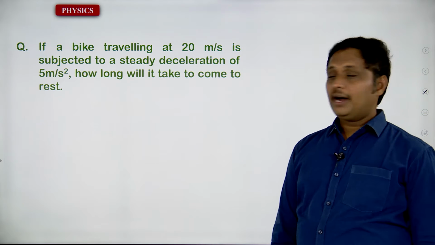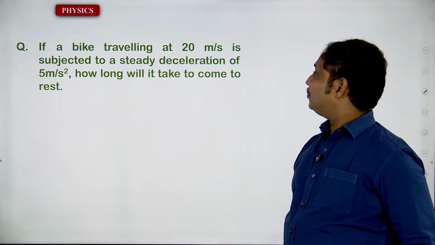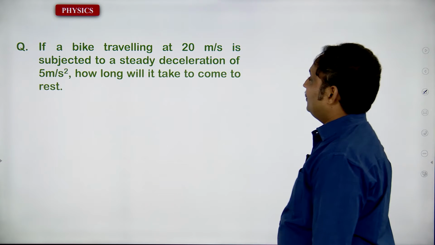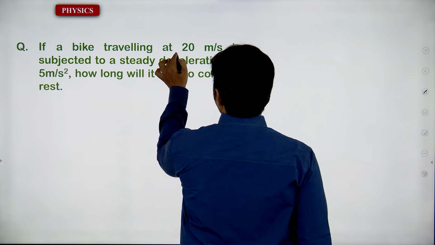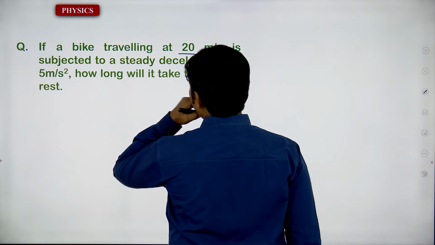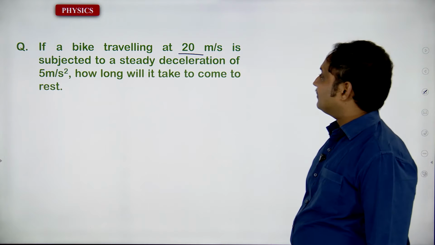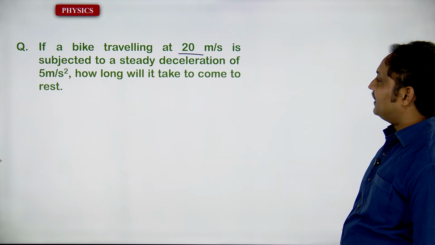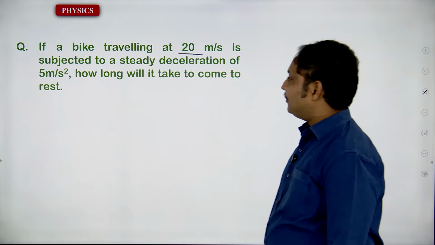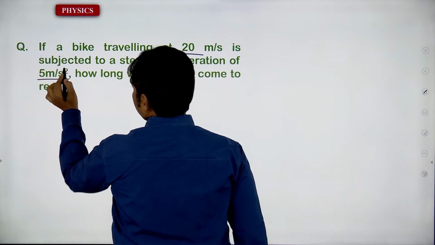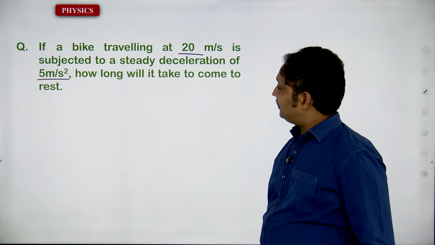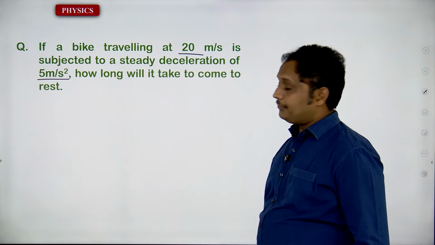If a bike traveling at 20 meter per second is subjected to a steady deceleration of 5 meter per second square, how long will it take to come to rest?